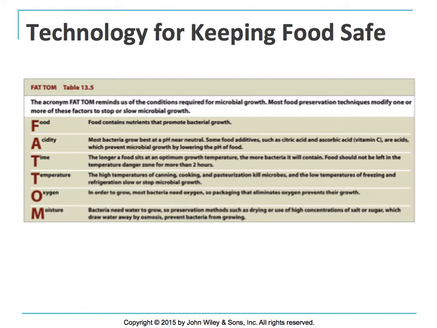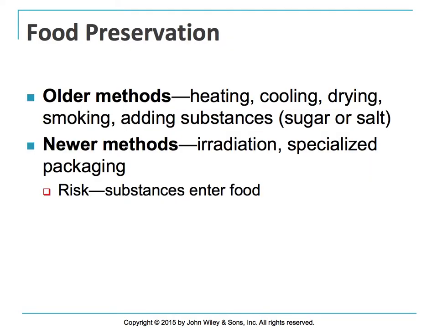So you think about maybe beef jerky. You don't keep your beef jerky in the fridge because you don't have to. The absence of water in that product means that it can stay safe at room temperature. Food preservation, older methods, as I said, heating, cooling, drying, smoking, and adding substances like sugar or salt. Newer methods include irradiation, which we'll talk about more, and specialized packaging.